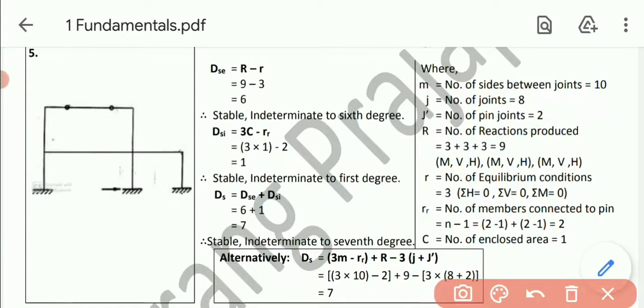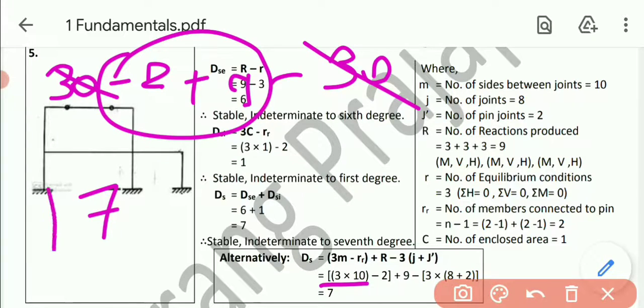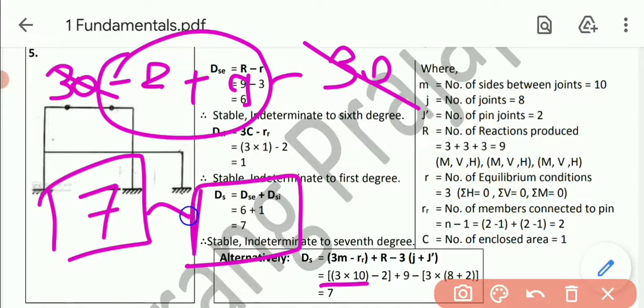So by simplifying the terms, 3 into 10, 30, minus 2, plus 9, minus 3 times 8 plus 2 means 10, so 3 times 10 is 30. So 30 cancels, we can say 9 minus 2, so the answer will be 7. As you can see, 7.